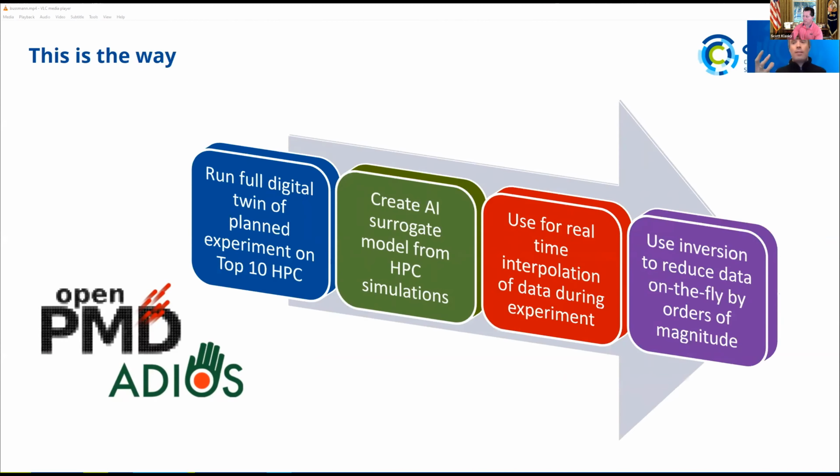and finally using the streaming data during the real experiment to also stream this within the AI model to invert the data there and understand what is happening physics-wise.